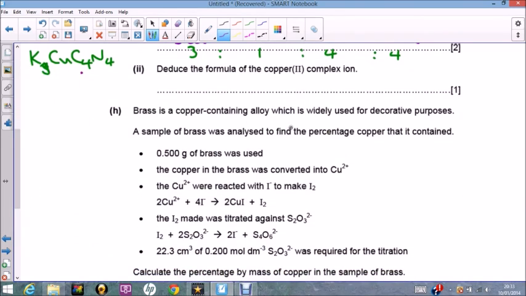So deduce the formula of the copper 2 complex ion. All you need to do here is write down what you found up there. So the metal comes first, and then you can put everything else after it. So C4 N4. Remember, potassium is a positive ion. Complexes don't contain positive ions as ligands. This is just going to be there to balance out the charge on the complex. So if there are 3 potassiums, that must mean that this is 3 minus.